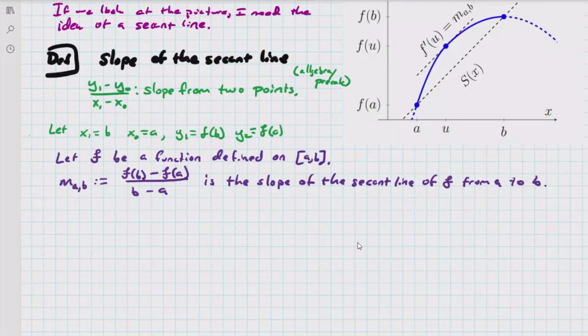Okay, and then what I'm going to do is define S, and this is going to have 3 subscripts, which you don't need if it's ambiguous, right? S_{f,a,b}(x) is the function form of this line. So this is my slope, m_{ab}, times (x minus a), plus f of a. Right, so this is just the point-slope form of the secant line.